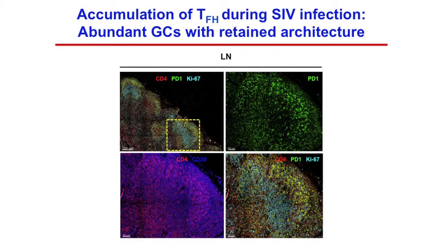And what that becomes in the lymph node are these very large hyperplastic lymph nodes with great big germinal centers, just jam-packed with CD4 positive, PD1 positive T follicular helper cells and proliferating B cells.